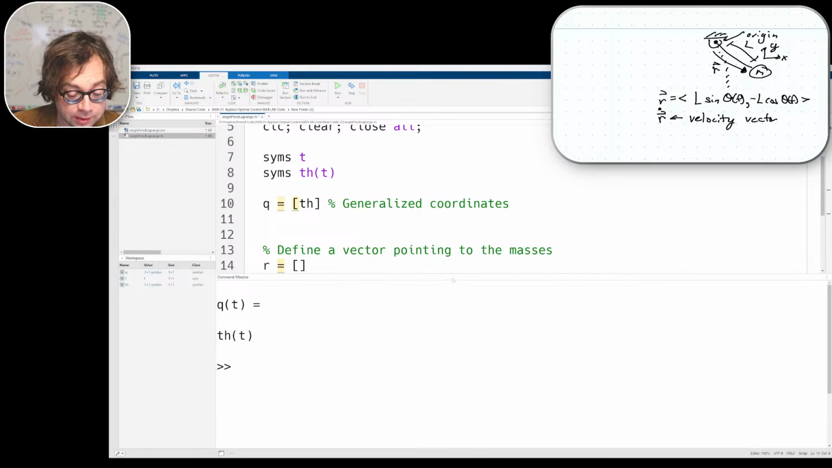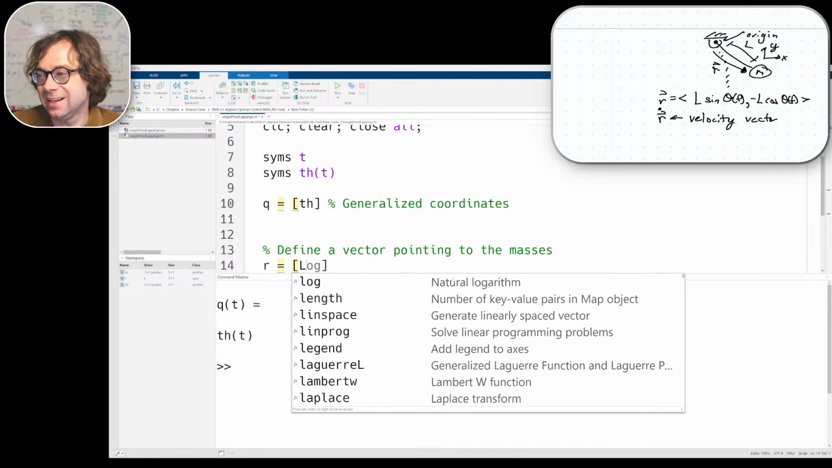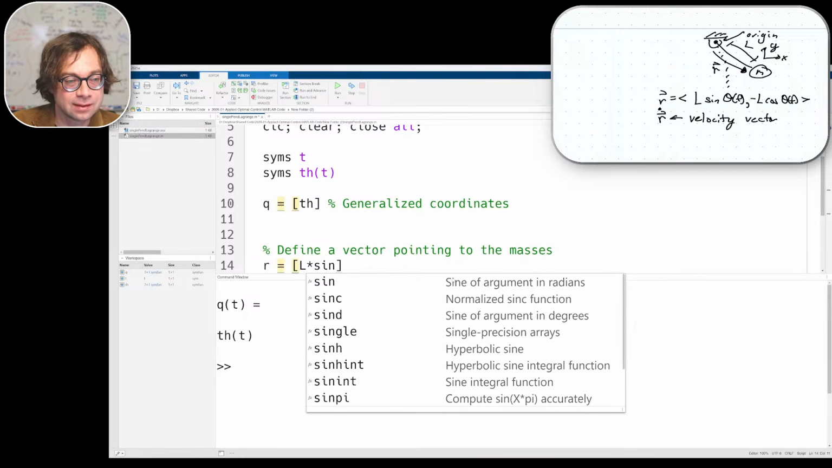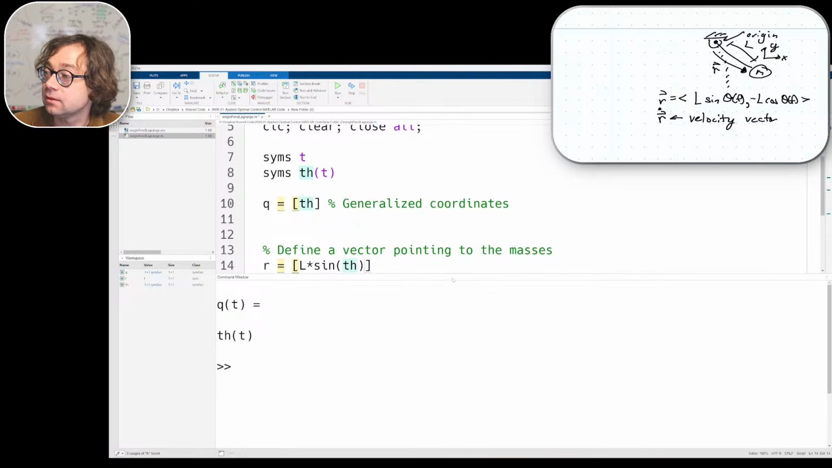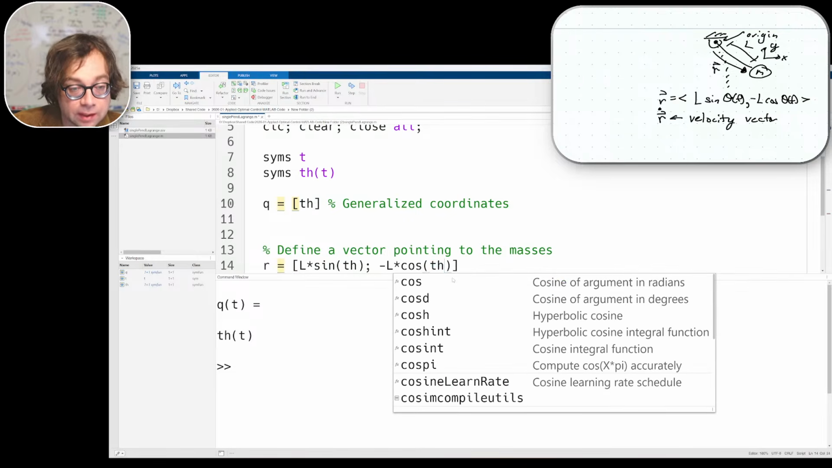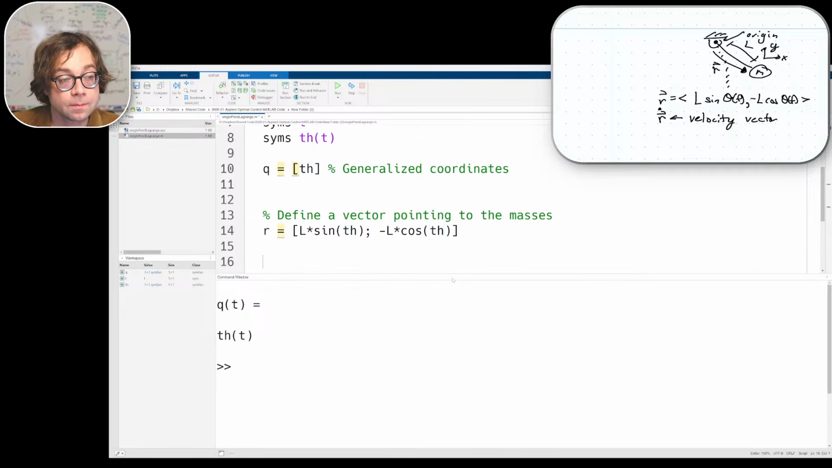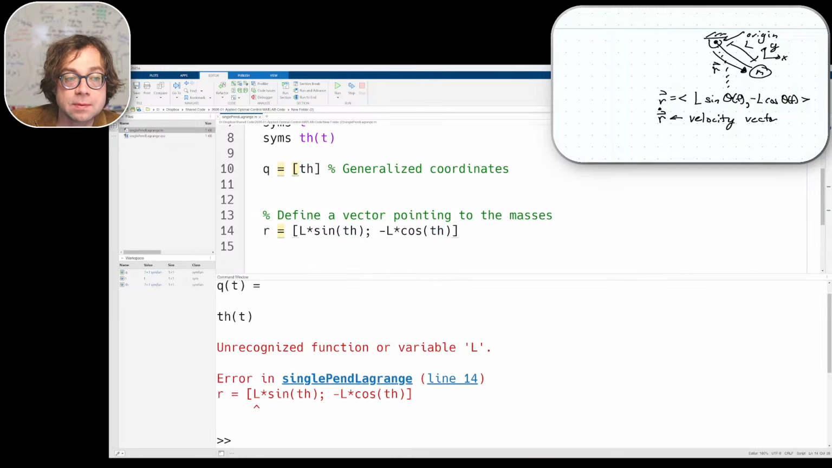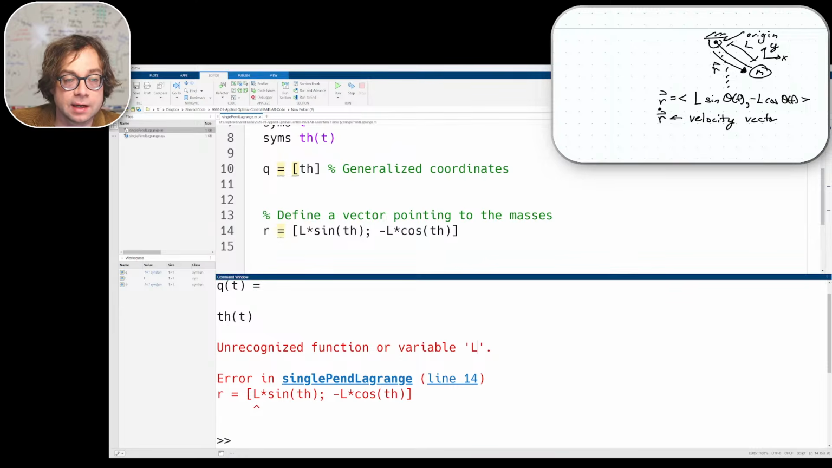The first element is L. I haven't defined L yet. Times sine of theta, semicolon, because I'm going to get a column vector. Then minus L times cosine of theta. Notice that I'm leaving no semicolons here, and I just keep running the script to make sure everything's working. You can see I didn't define L.